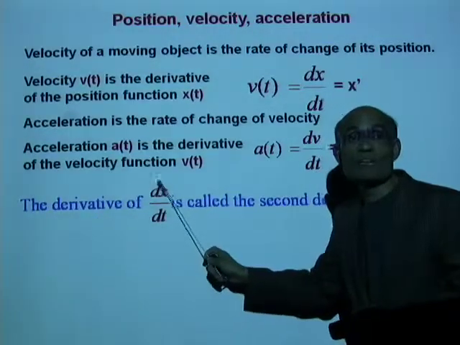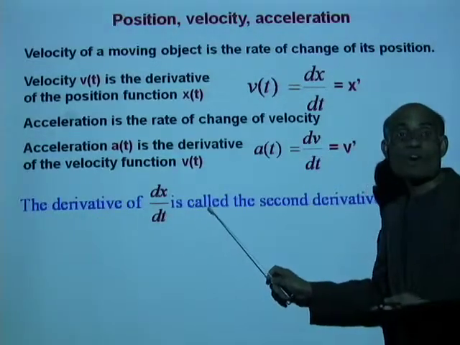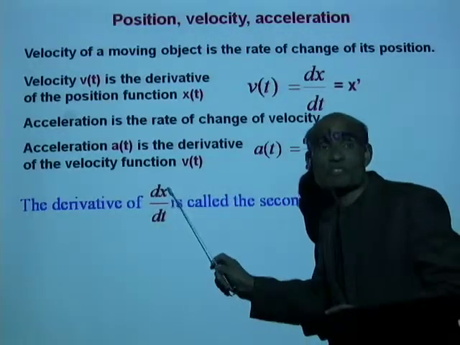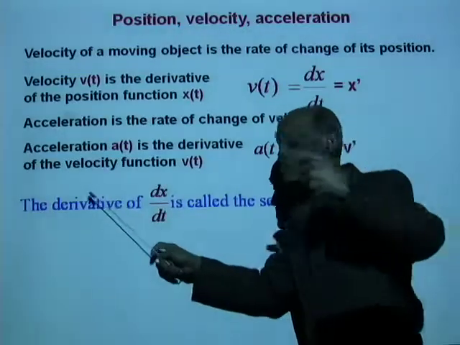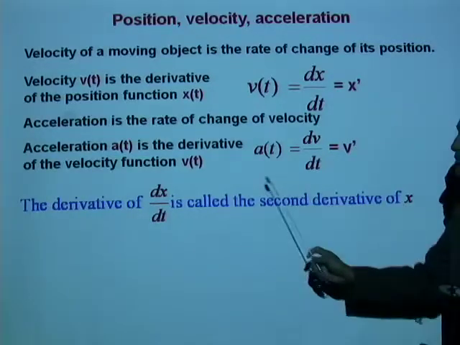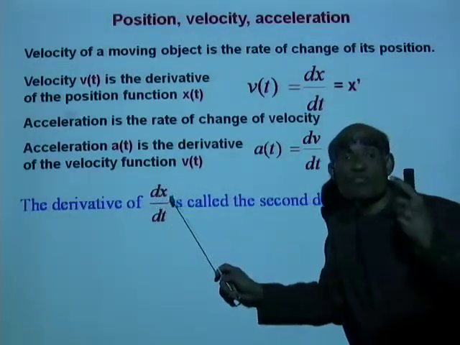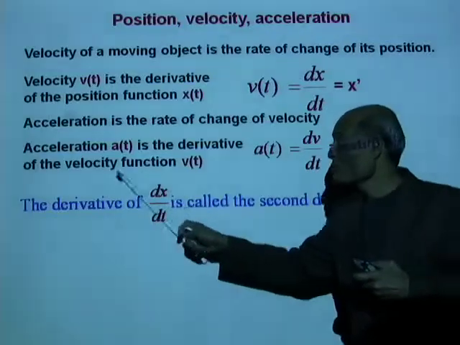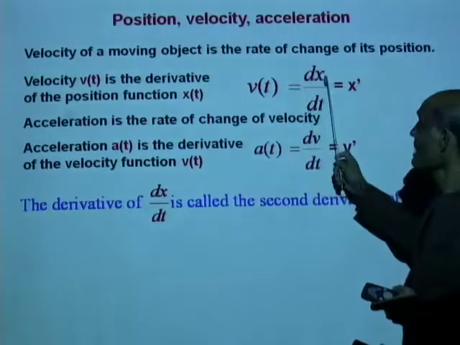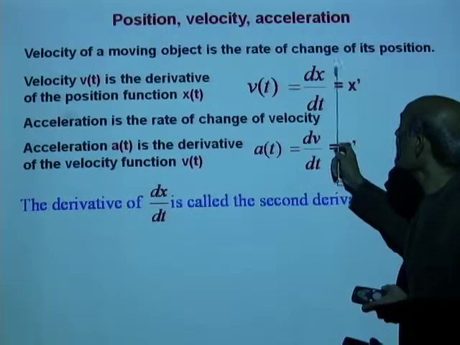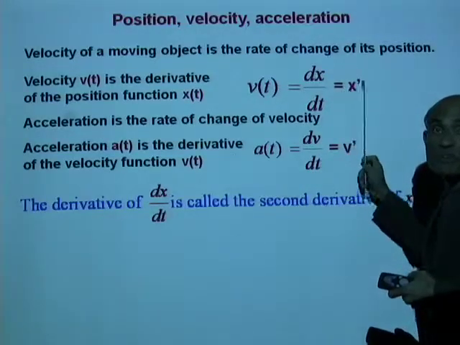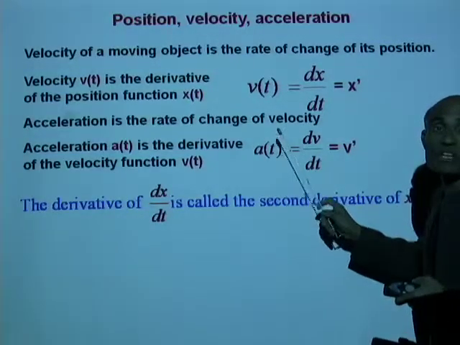If you have the first derivative dx by dt and you then take the derivative of that again, it is called the second derivative of x. So dx by dt is the first derivative of x. If you find the derivative of that again, you get the second derivative. Again, the first derivative of x is the velocity, dx by dt. And if you take the derivative of that again, you get the acceleration.